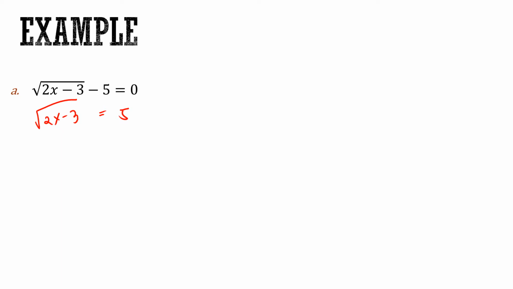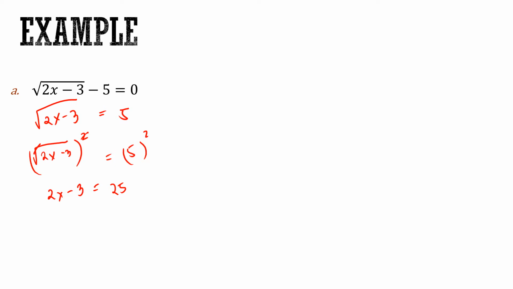After moving one term to the other side of the equation, the next step is to eliminate the radical sign. To eliminate the radical sign, we simply square both sides of the equation. So we can rewrite this as the square root of 2x minus 3, squared, is equal to 5 squared. Now let's simplify. As we square, the radical sign will be cancelled out. So what is left is 2x minus 3 equals 25, since 5 squared is 25.